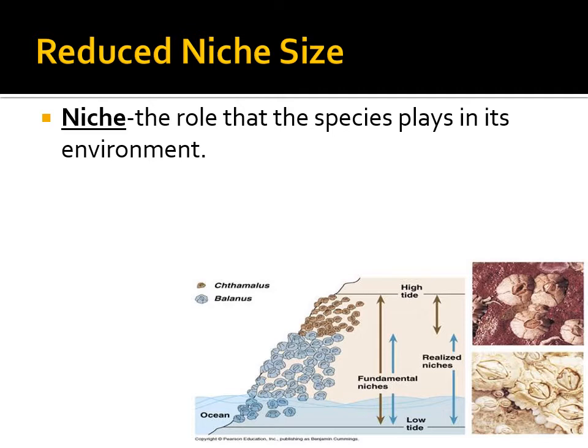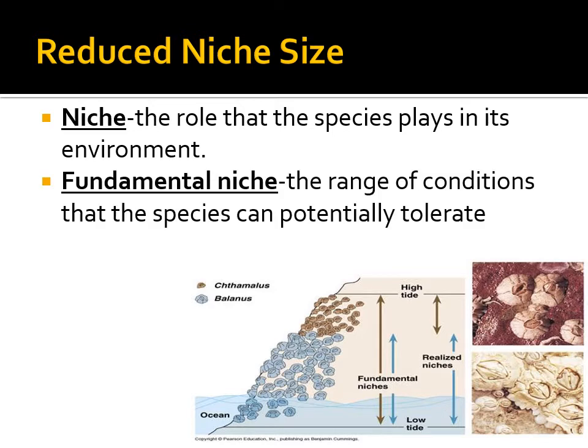Sometimes due to competition, though, an organism's niche can get changed. The fundamental niche is the range of conditions that a species can potentially tolerate. So for example, in our picture down below, we have two different types of barnacles. The brown barnacle's fundamental niche is all over that rock face. However, the blue one can only live down towards the bottom of that rock face, probably because it needs to be underwater more, it needs to be closer to the water. So that's the fundamental niche.